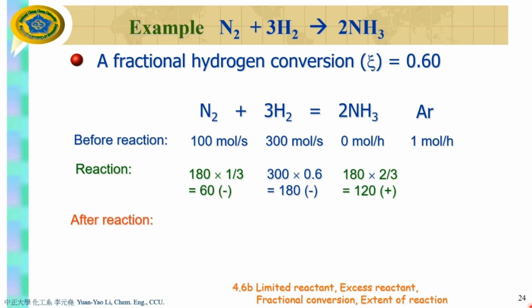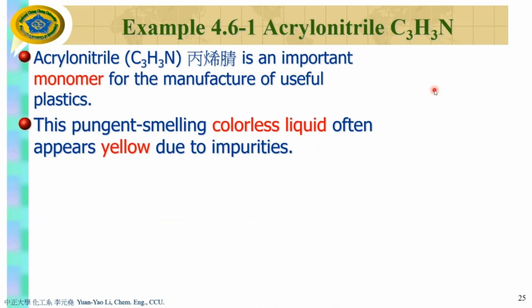After reaction, you understand that this will be equal to this one plus this one. Because nu is minus, 100 minus 60 becomes 40, and 300 minus 180 becomes 120. And this generates 120. Easy, right? So this is what we call fractional conversion. Okay, now let's move to a ready example 4.6-1.